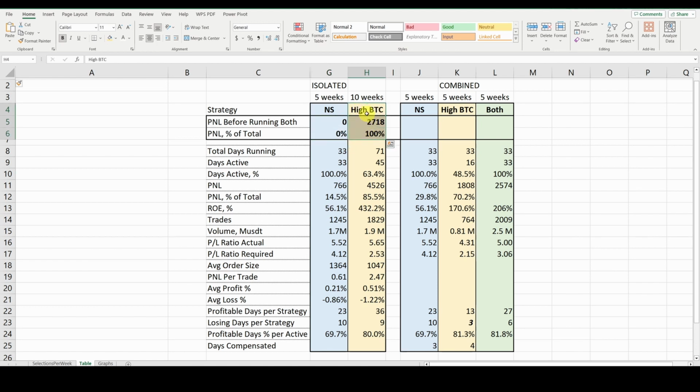Now let's see. Of the 33 days, the natural selection strategy was active every single day, whereas the high Bitcoin had any trades whatsoever only on half of the days.